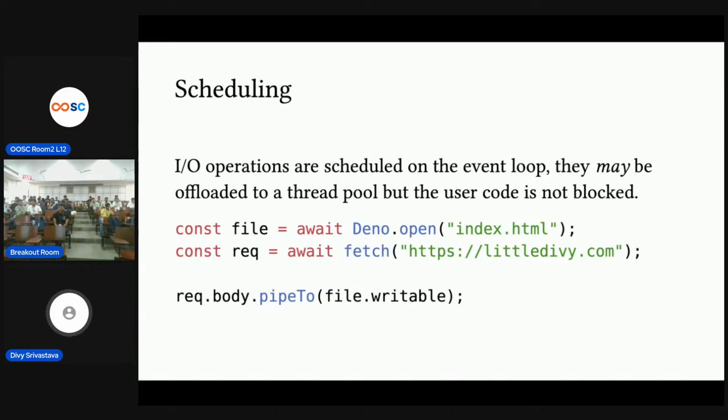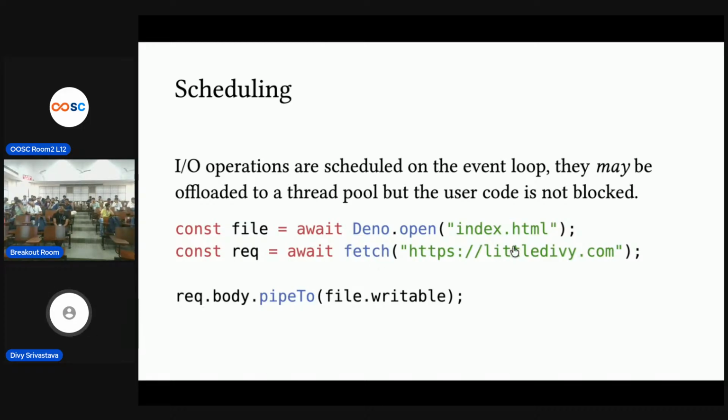Let's look a bit at how scheduling works in these event loops. So here I have an example with just one file. We open this file called index.html, and we currently do not read from it. So this will just open and give us a file descriptor here.